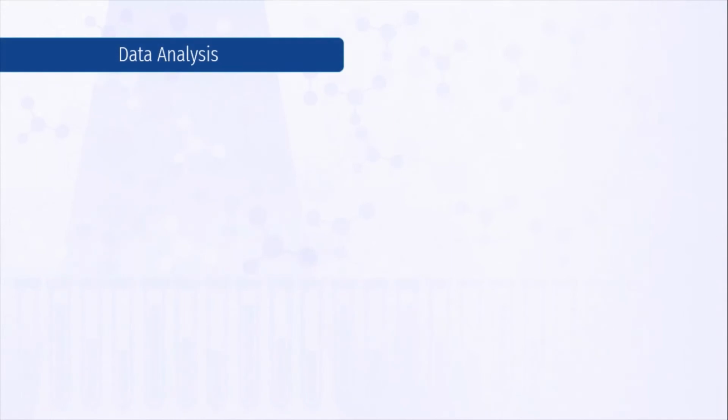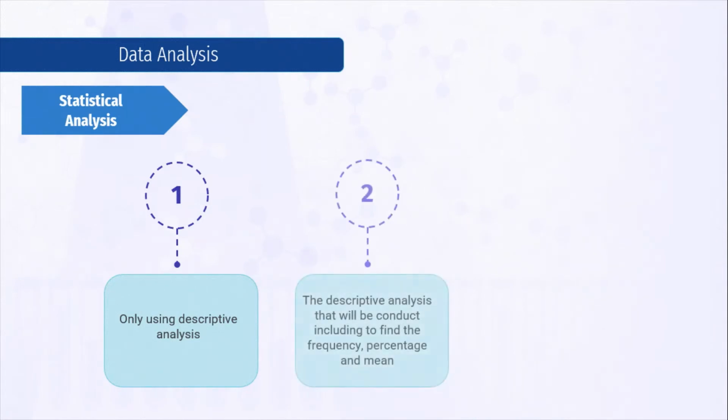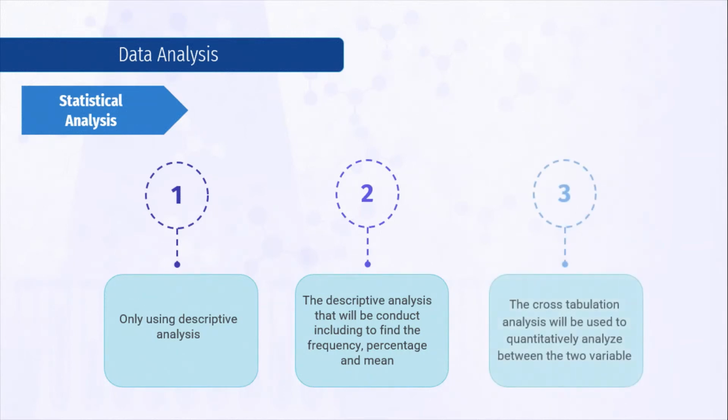Next, for the data analysis, the statistical analysis that has been used is descriptive analysis. The descriptive analysis that will be conducted includes finding the frequency, percentage and mean score. Also, cross-tabulation analysis will be used to quantitatively analyze the relationship between the 2 variables.